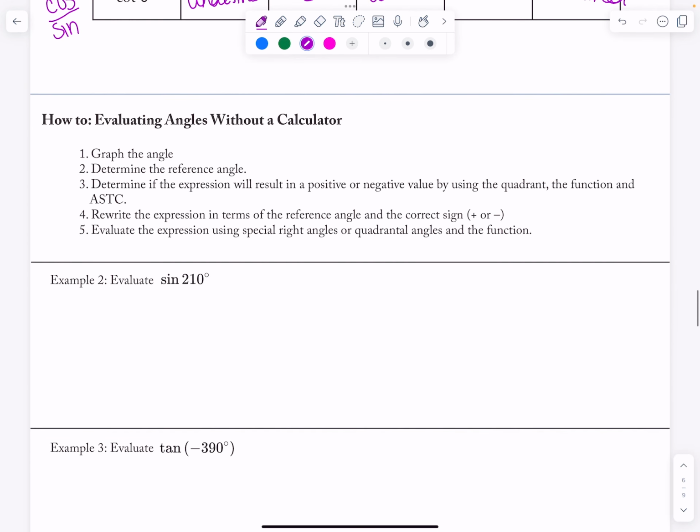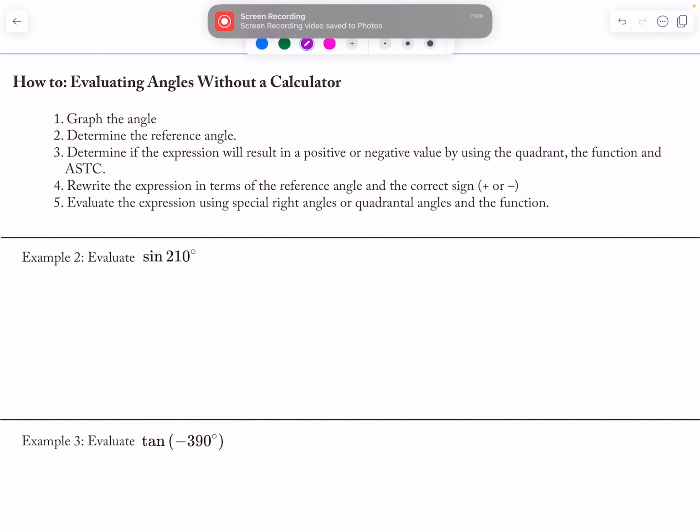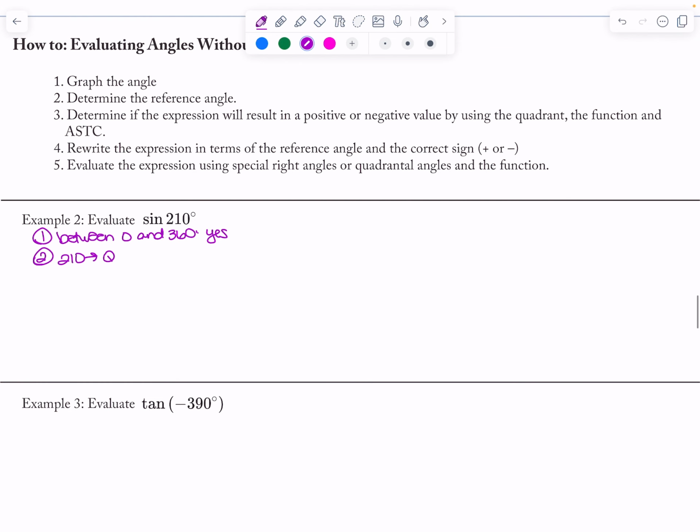So now, if I do this without a calculator, okay, so my 210 degrees, and I want to find out what sine is of 210 degrees. So what I'm going to do is step 1. Am I between 0 and 360 degrees? The answer is yes. Then my next question is 210 degrees is in which quadrant? In this case, it's in quadrant 3. And then, is my sign positive or negative in quadrant 3? It is negative.